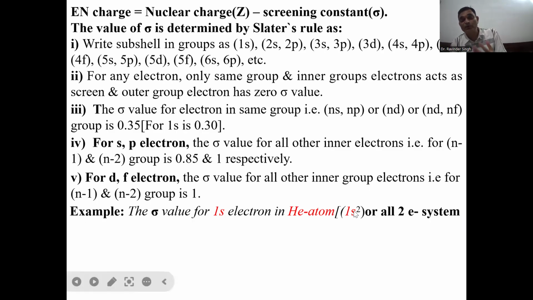For one electron, the other electron present in the same 1s orbital will cause a screening constant. So what is the screening constant value for 1s here? That is 0.30. Okay. So 1 multiplied by 0.30 is equal to 0.30.